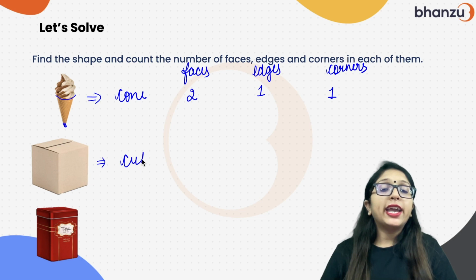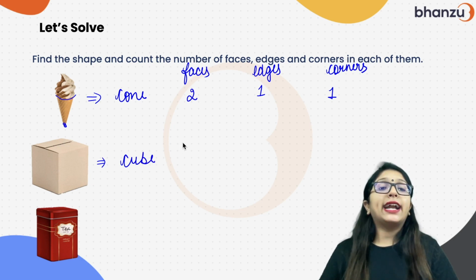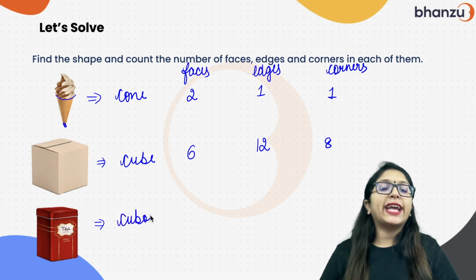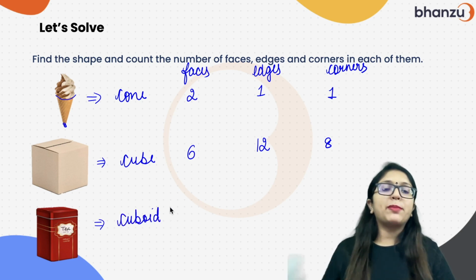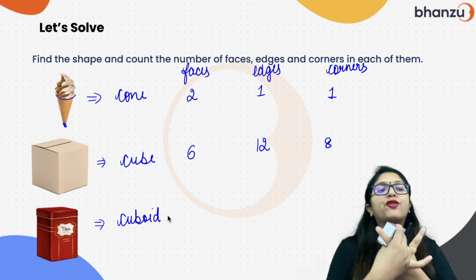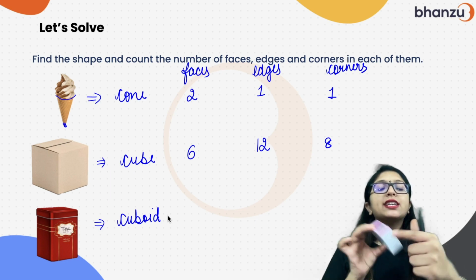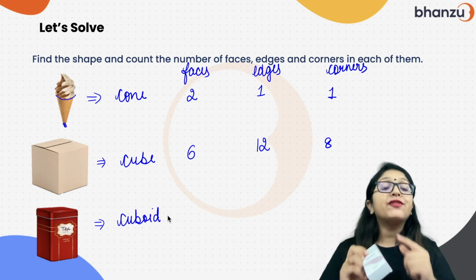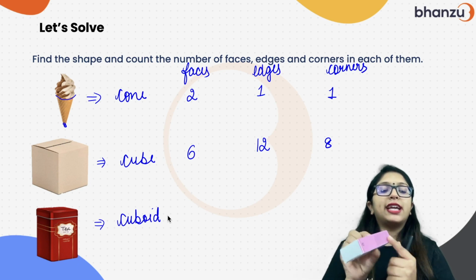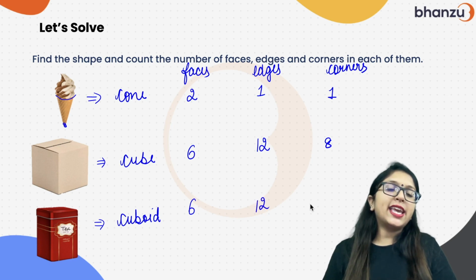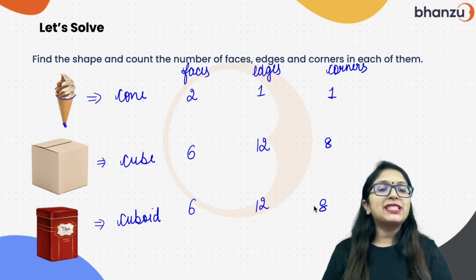This is cube. In cube, we just studied that there are 6 faces and there are 12 edges and there are 8 corners. And in cuboid also we have same number of faces, edges and corners. You remember this one? 1, 2, 3, 4, 5, 6. 6 faces. And then if you count all these edges, then you will get the total of 12. And if you count the corners, then you will be getting 8 over here. Okay, so we will write the same numbers. Okay, this was easy peasy lemon squeezy.